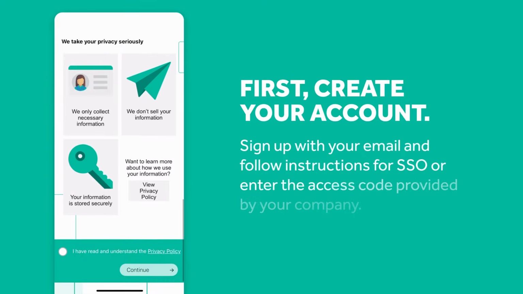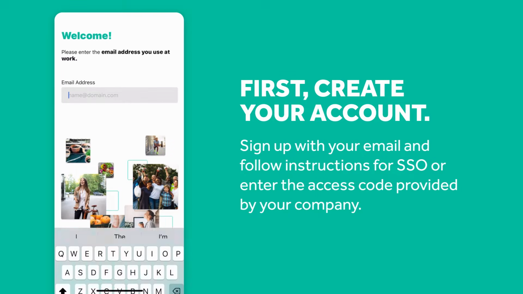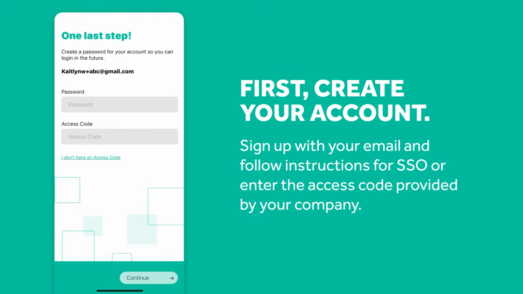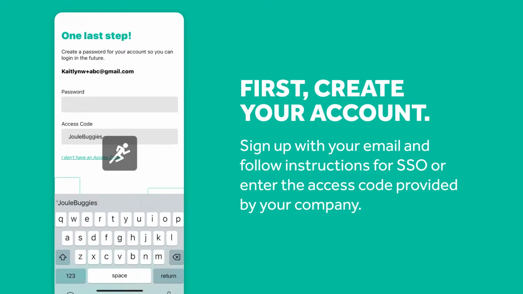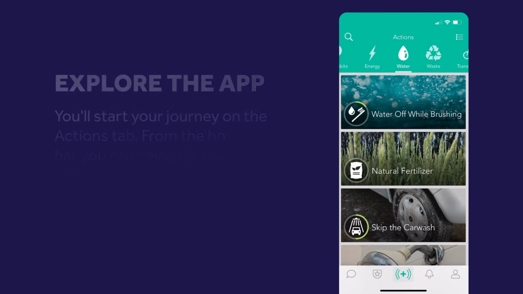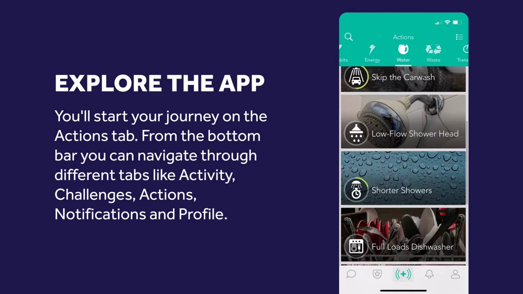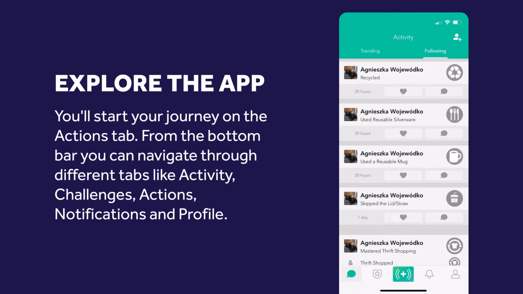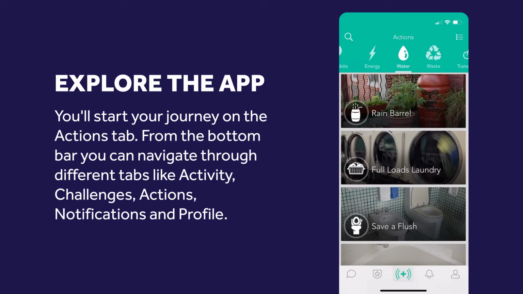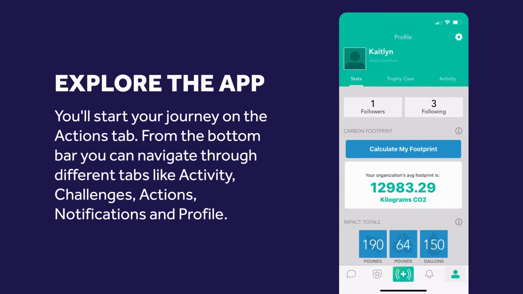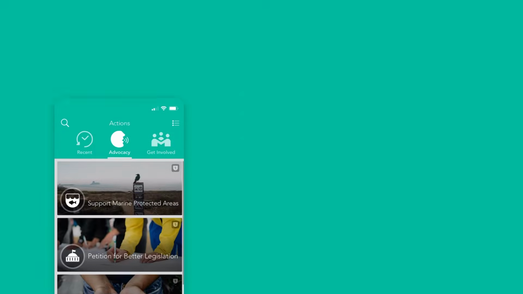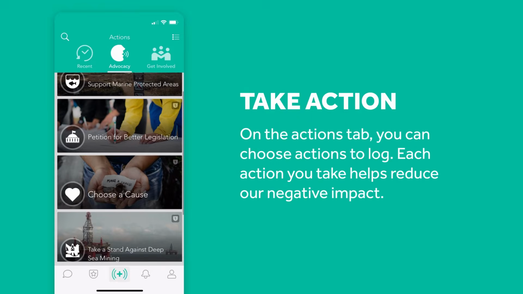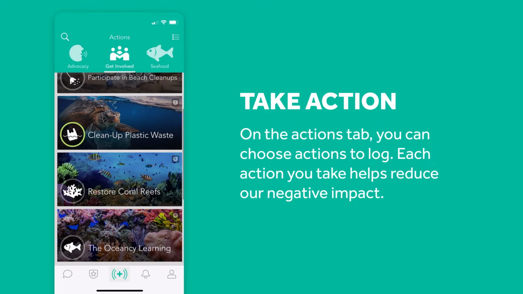First, create your account. Sign up with your email and follow the instructions for SSO or enter the access code provided by your company. You'll start your journey on the Actions tab. From the bottom bar, you can navigate through different tabs like Activity, Challenges, Actions, Notifications, and Profile to explore various features. In the Actions tab, you can choose sustainability actions to log.